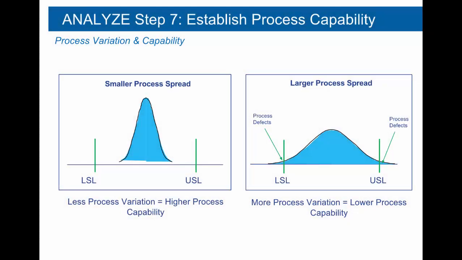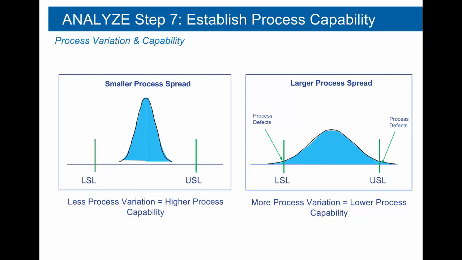Now let's talk about the analyzation phase with process capability. It's helpful to think of process variation and capability as limits. They can be customer configured or formulated. They tell us the specification limit and the control limit. Remember, we want to work toward less process variation for a higher process capability.